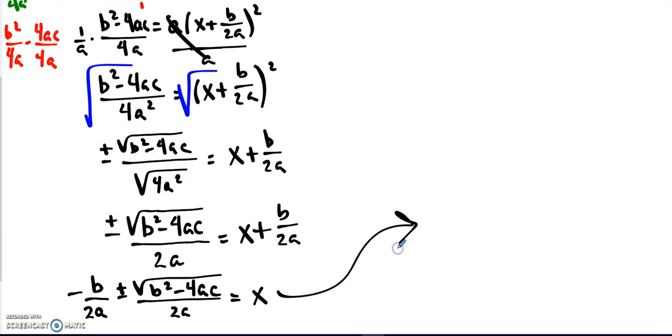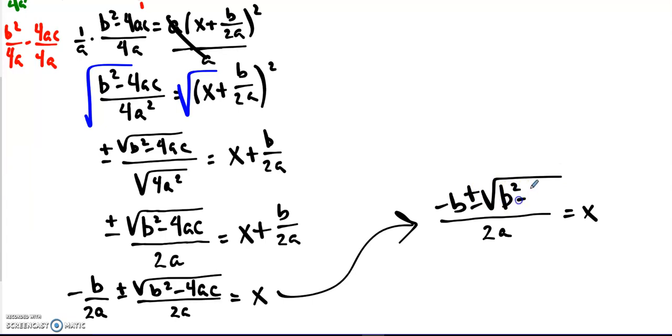So if we bring that over to the side and we make it over one denominator, a 2a, that's the denominator of both, we'll have negative b plus or minus the square root of b squared minus 4ac, all over 2a. I'm going to make that a little more clear, ac.